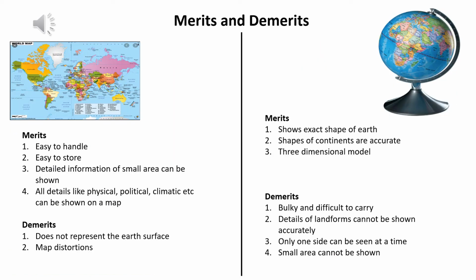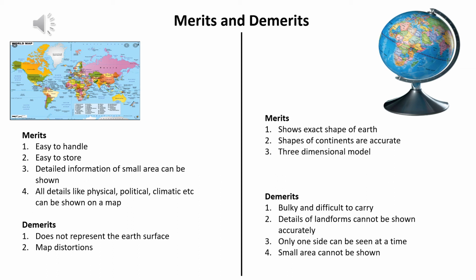Having understood a globe and a map, let's quickly look at some of the merits and demerits of them. A map is easy to handle and store. It gives detailed information of a small area. Different features like political, physical, climatic can be shown on different maps. As against this, a globe is bulky and difficult to carry. Details of landforms cannot be shown accurately. Only one side can be seen at a time, and a small area cannot be shown.